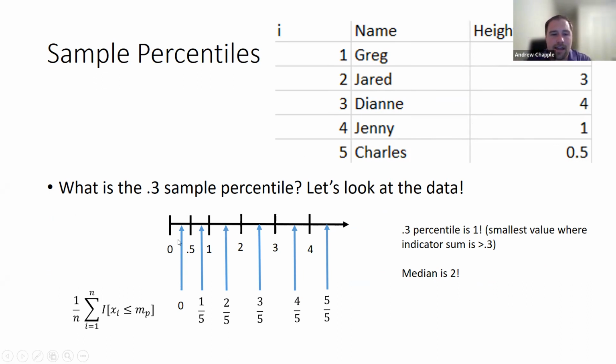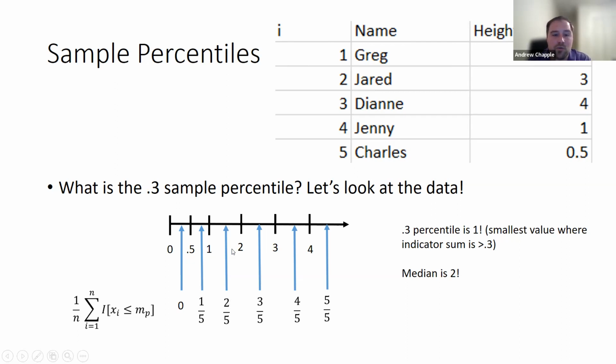Okay, if I have a cutoff here between 0 and 0.5, how many students had a height gain less than these numbers here? 0 is the answer. That's that probability. I'm calculating this function here. If I pick any number between 0.5 and 1, then Charles's height is smaller than that, but none of the other heights are. So this function will evaluate, MP is between 0.5 and 1, will be 1/5.